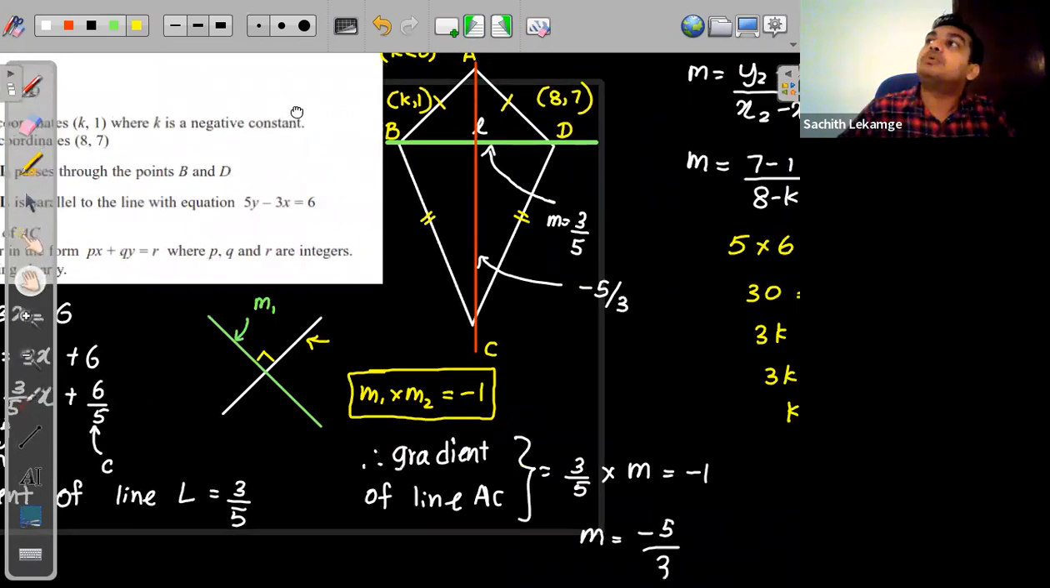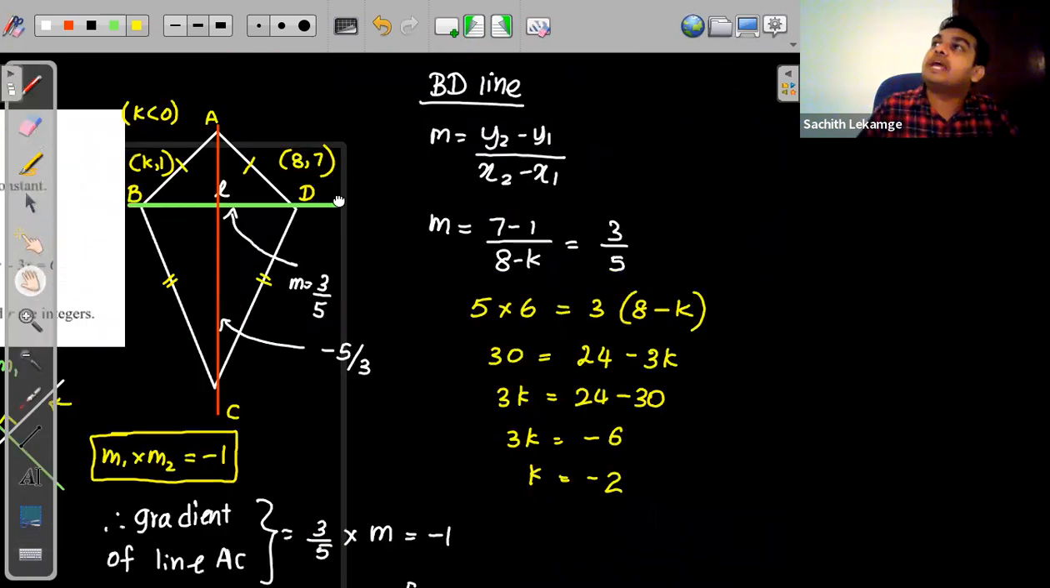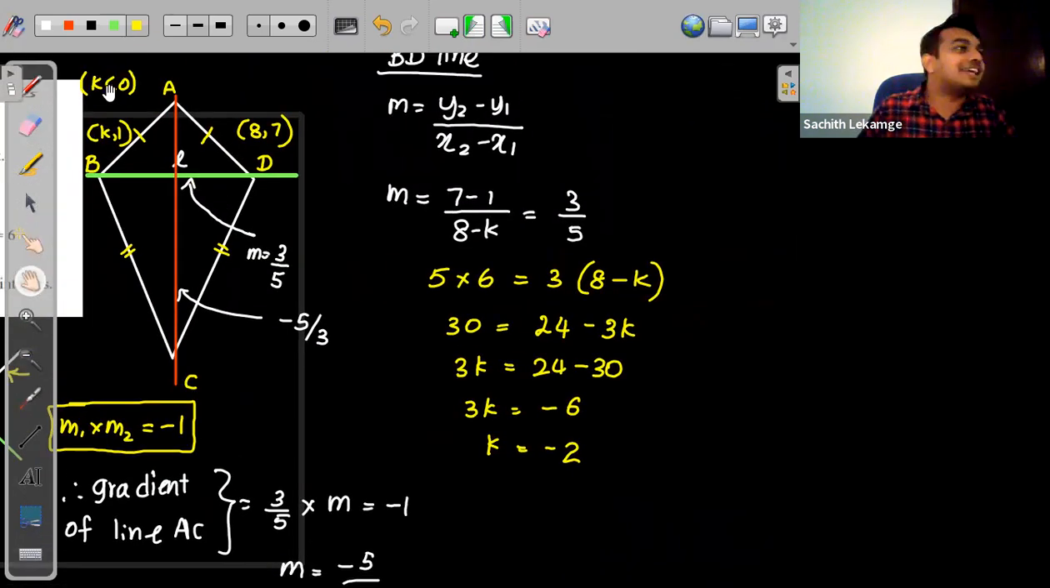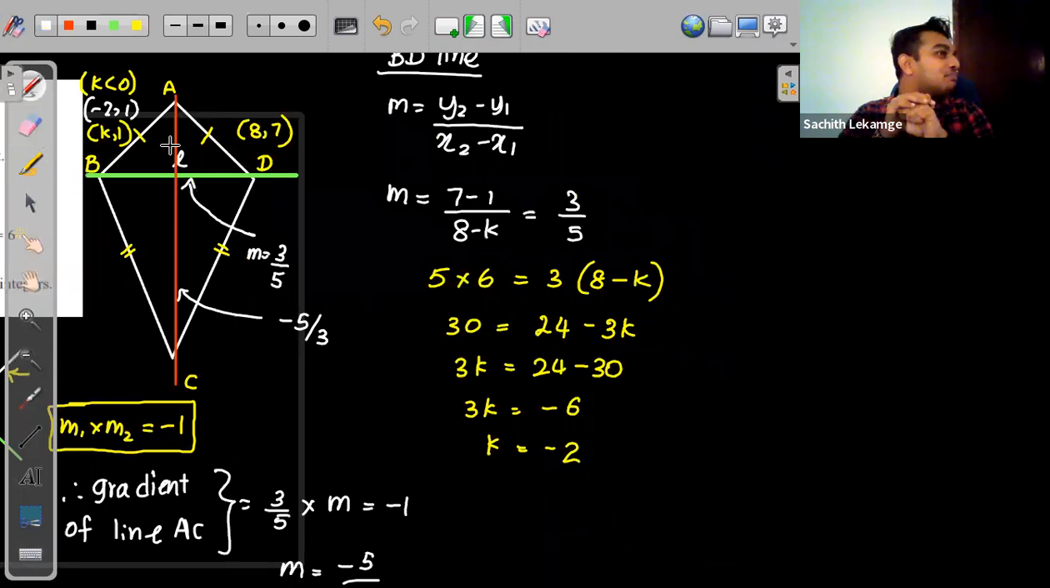Okay. Now you know the gradient and now you know k. Then k is minus 2. Even they say k is smaller than 0. See? It's correct. K is minus 2. Now you know the coordinate, which is minus 2 comma 1. Now what? Tell me the next step.